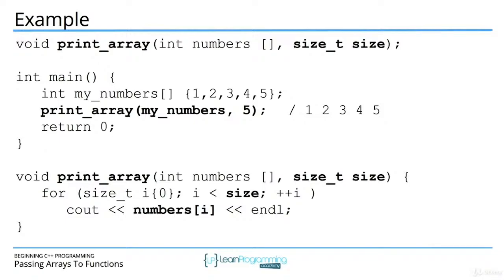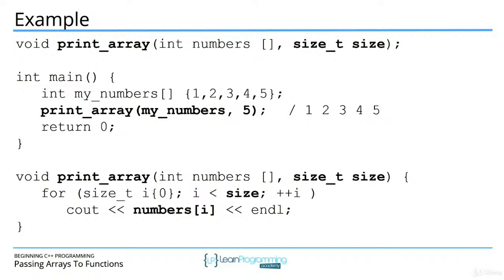Now we've added a size parameter to both the function prototype and the function definition. In the main, when I call the function, I pass in my numbers and the size of the array, which is 5 in this case. Now when I execute the body of the printArray function, I know the location of the array, which is the array name, and I know how many elements are in the array. I can easily write a for loop now that iterates through the array and displays every integer.